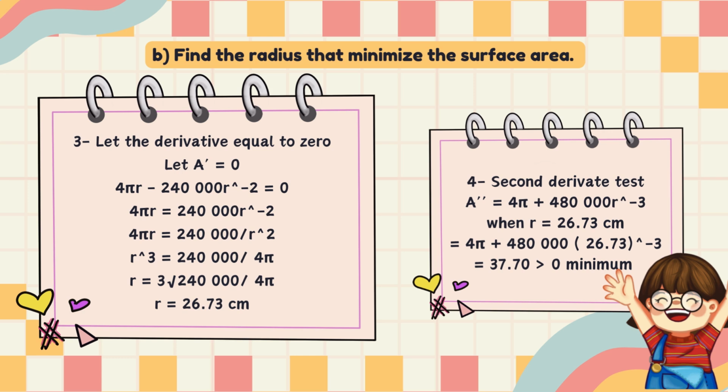Let's move to the last step for this question. We need to find the second derivative. A double prime equals 4 pi plus 480,000 r to the power of negative 3, when r equals 26.73 cm. Basically, we just need to differentiate from A prime in step 3 and insert the value of r. So, 37.70 is bigger than 0 and it is a minimum.